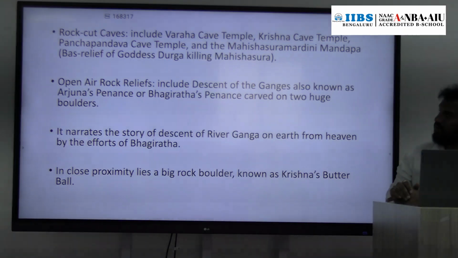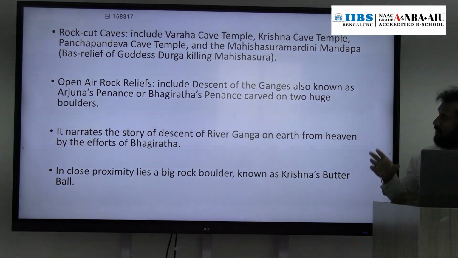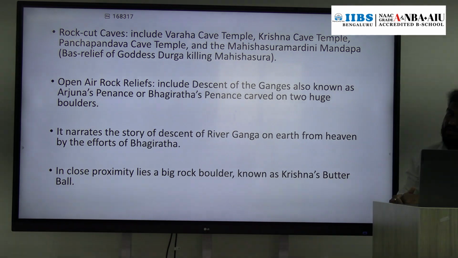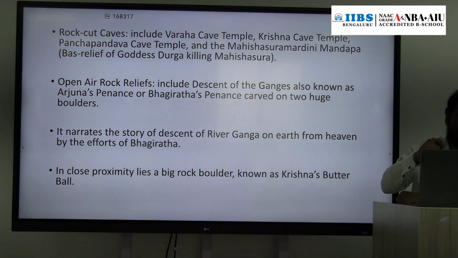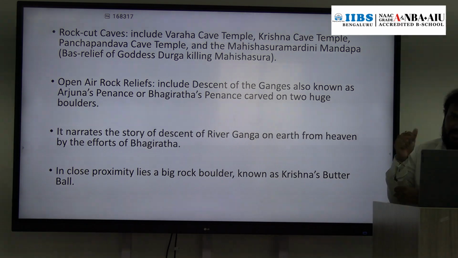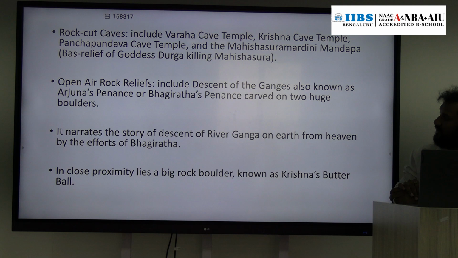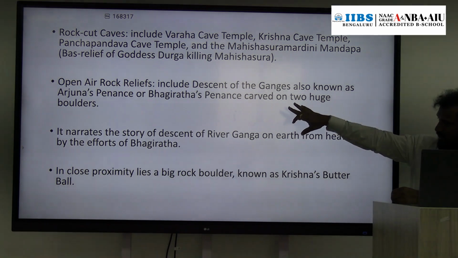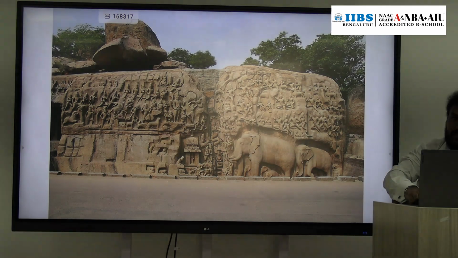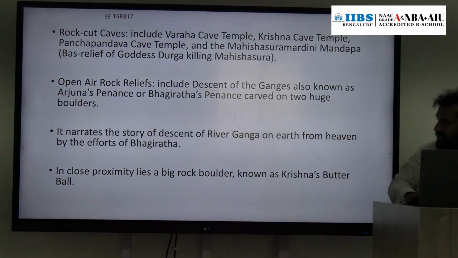Then rock cut caves were also there in Mahabalipuram: Varaha cave temple, Krishna cave temple, Pancha Pandava caves and Mahishasura Mandapa temple. There the goddess Durga is slaying the Mahishasura. Then the open rock relief of Ganga's descent by Bhagiratha, or Arjuna's Penance, was also present.